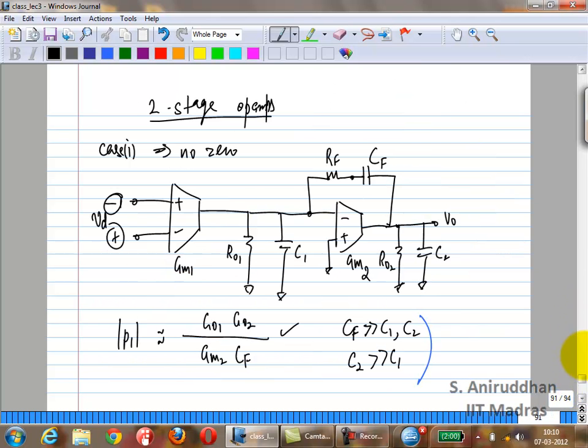Okay, so we started off last class. We looked at the telescopic. So after that, we looked at the two-stage op-amp, right? We started off with the case where you don't want any zero at all. So in other words, you push the zero to infinity, correct?